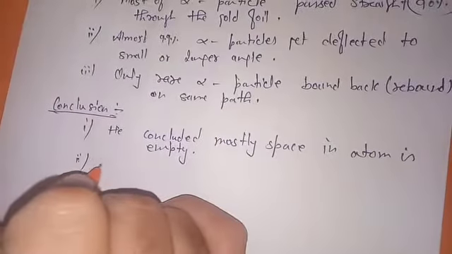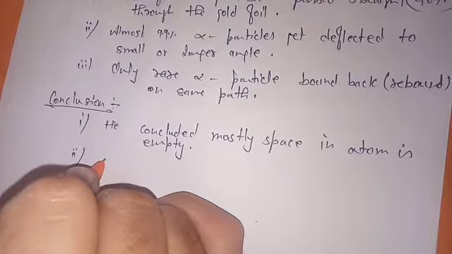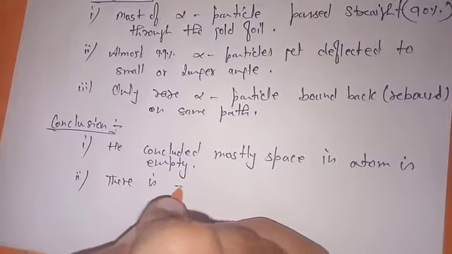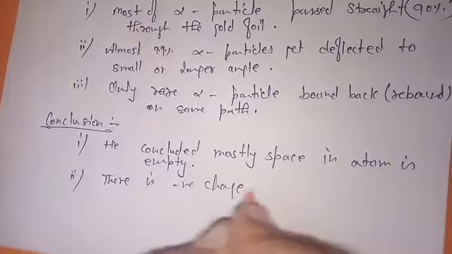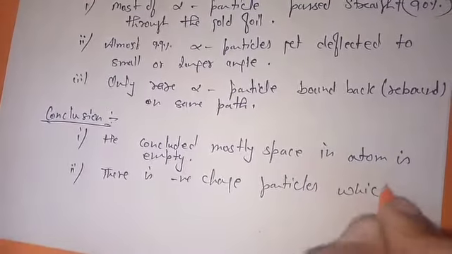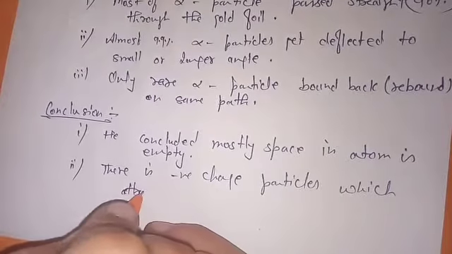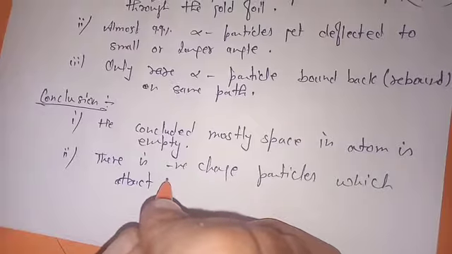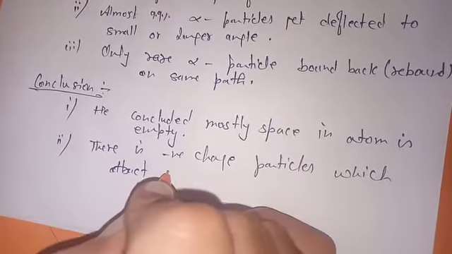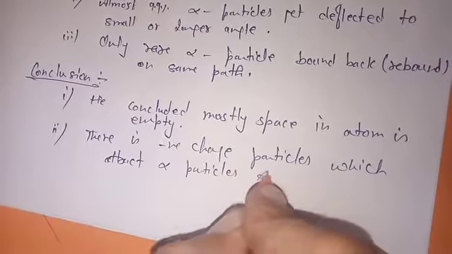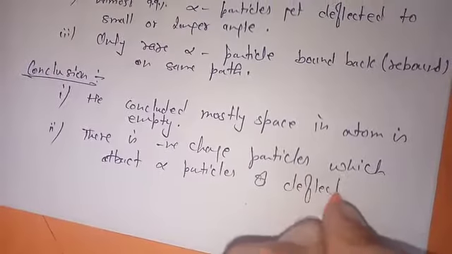Second, that 9.9% get deflected towards the atom. So he assumed that there are negatively charged particles which attract the alpha particles, and deflection occurs.